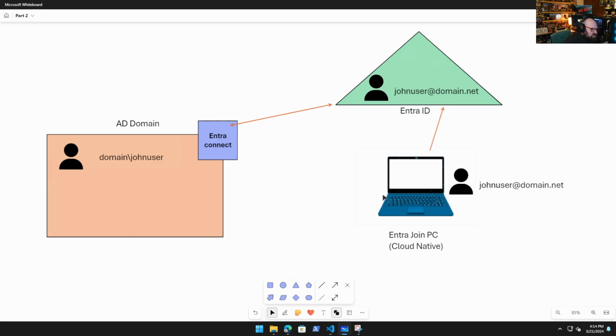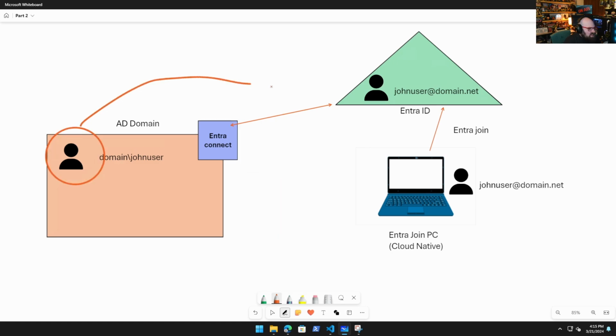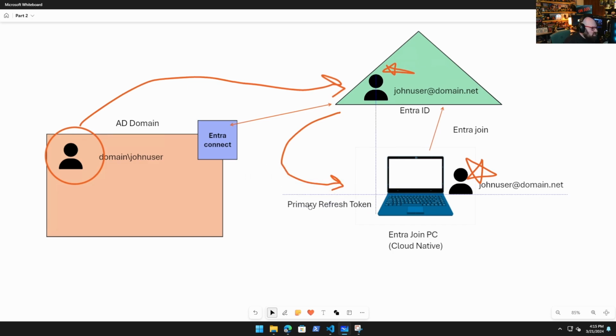But the thing to remember is that when John does the join, there's something very specific about Entra join, and that's called a primary refresh token. What does that mean? It means if the user originated from here, so I start here and I'm synced up here, and I go to join with that same user, these are the same. I'm really just a bad artist. When I sign in with that user, I get what's called a primary refresh token.